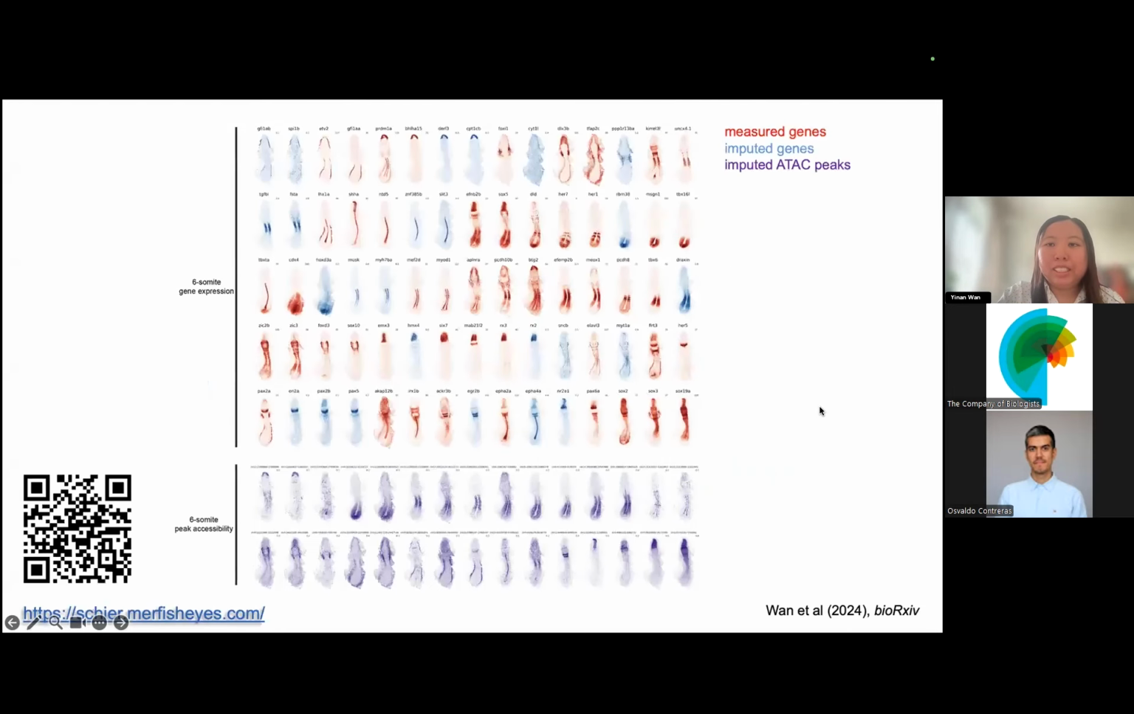So we've made this into an online resource in an interactive web browser consisting of measured, imputed genes and imputed ATAC peaks. If you work on zebrafish or early embryos, I highly recommend you check it out.